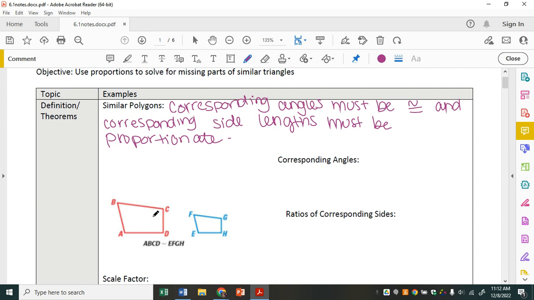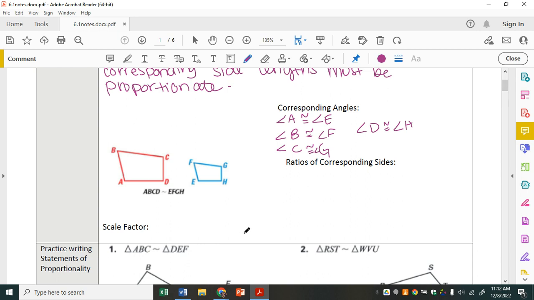It's almost like you're either shrinking down your original shape or you're making your original shape much larger. Okay, so your side lengths are going to be proportionate here. So from these two figures here, my corresponding angles, you would of course have angle A and angle E being congruent. You'd have angle B and angle F being congruent. Angle C and angle G would be congruent. And angle D would be congruent to angle H. So that aspect has not changed in similar figures.